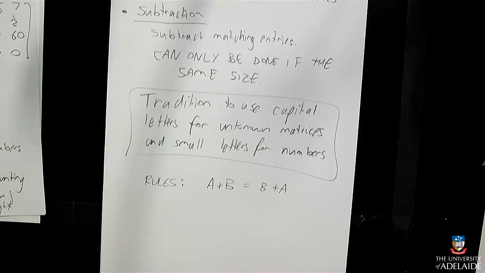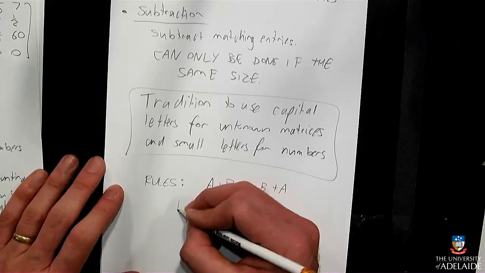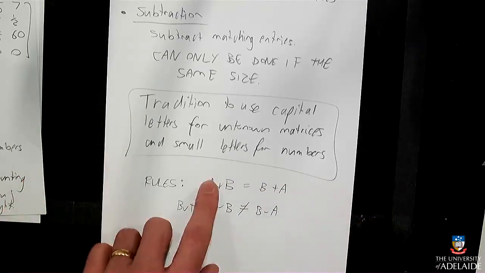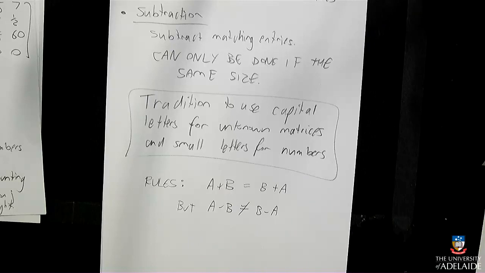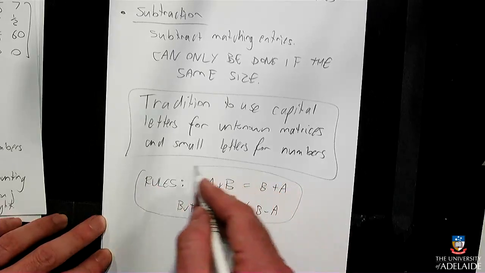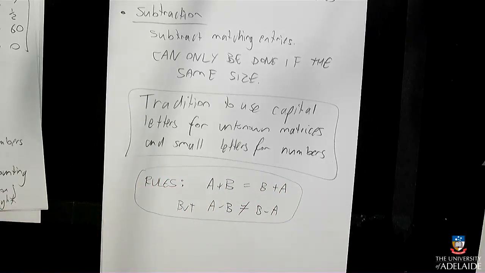Okay? But subtracting is different. So A plus B is equal to B plus A. They are the same answer as each other, but A minus B is not equal to B minus A. That's the same for numbers, right? 2 minus 3 is not the same as 3 minus 2. One of them's negative, the other one's positive. Okay, so there's some rules, and we can start to make other rules about these things.